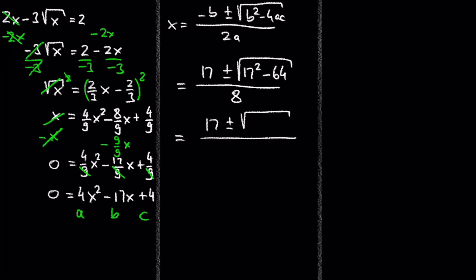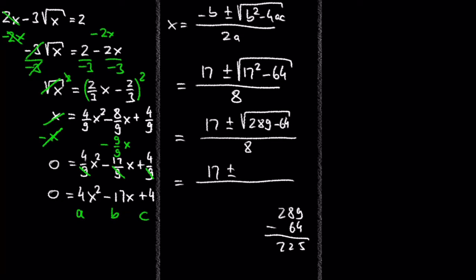Seventeen squared is 289. Minus 64 is 225, and the square root of 225 is 15. So our first solution is 17 plus 15 is 32. 32 divided by 8 is 4. And our second solution is 17 minus 15 is 2, and 2 over 8 is 1 over 4.